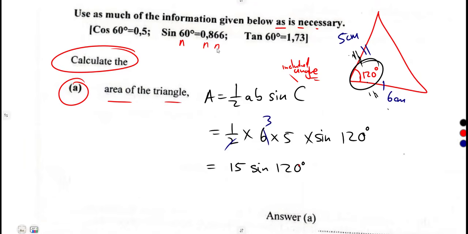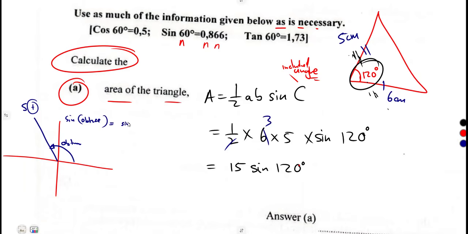Why are we given sine 60? Because of the relationship between the obtuse and acute angle. An obtuse angle lies in the second quadrant, where sine is positive. It follows that the sine of the obtuse angle is equal to the sine of the acute angle, because of the quadrant where it lies: it is only sine that is positive. Cos is negative and tan is negative.